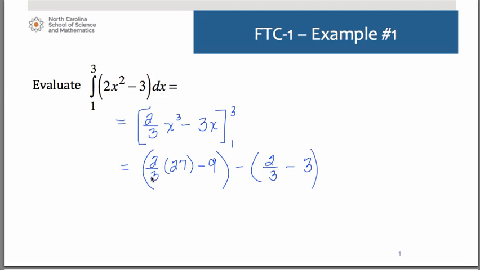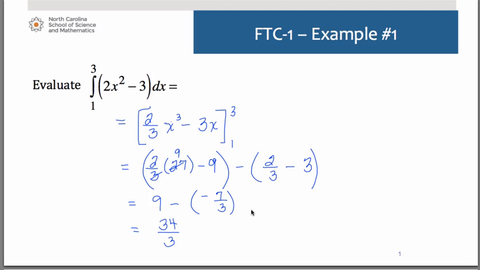Simplifying that, we can cross-cancel some of this. So we have 18 minus 9, that's going to be 9, minus 2/3 minus 3. If we think of our common denominators, this would be 2/3 minus 9/3, which is going to be a negative 7/3. And if we add these two together, once again thinking of our common denominators, we'd have 27/3 plus 7/3. That gives us 34/3.